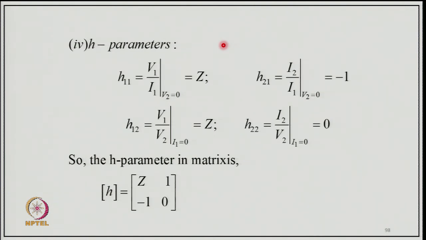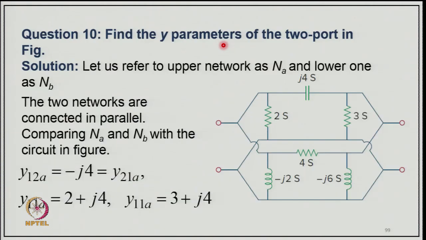And the H parameters for this will be: H11 equals V1 upon I1 with V2 equal to 0, that is Z; H21 equals I2 upon I1 with V2 equal to 0, that is minus 1; H12 equals V1 upon V2, that is equal to 1; and H22 equals I2 upon V2 with I1 equal to 0, that is equal to 0. So, the H parameter matrix will be [Z, 1; minus 1, 0].